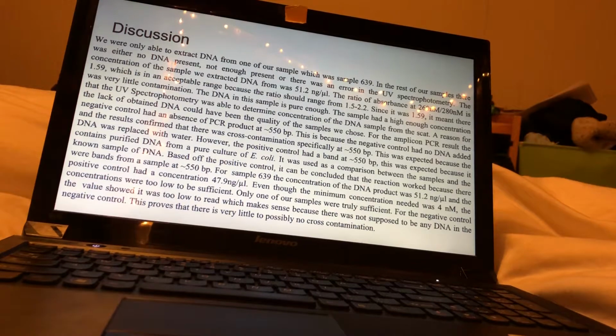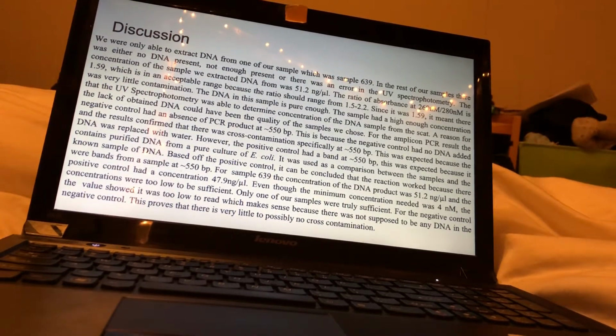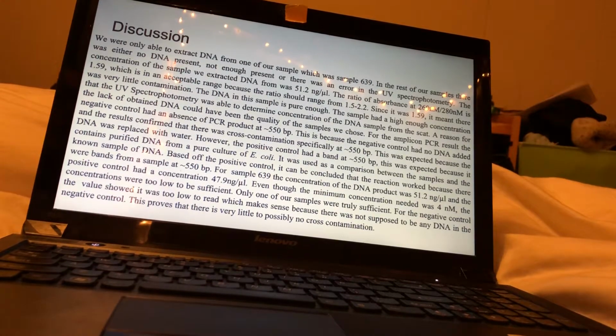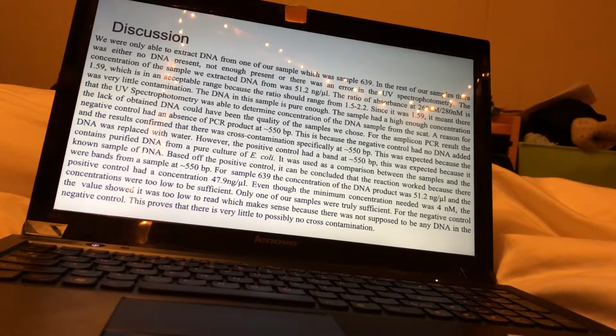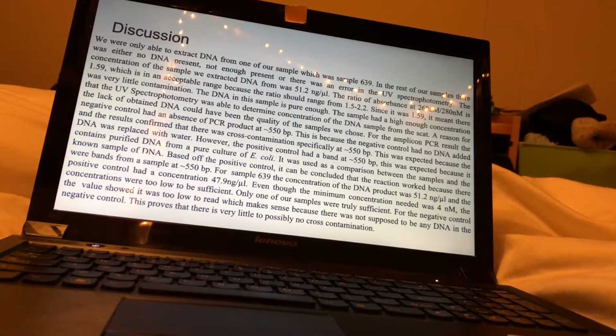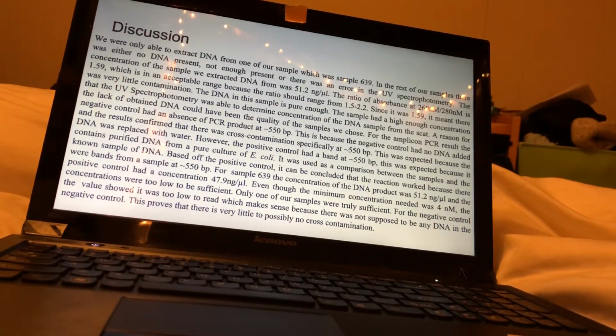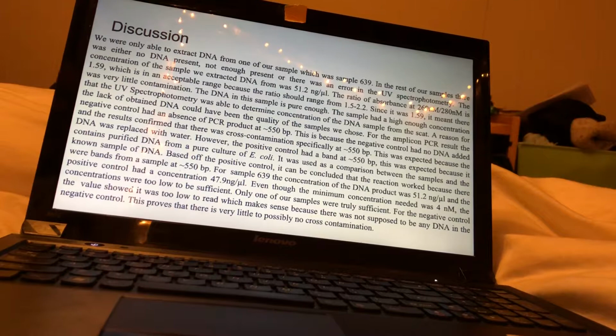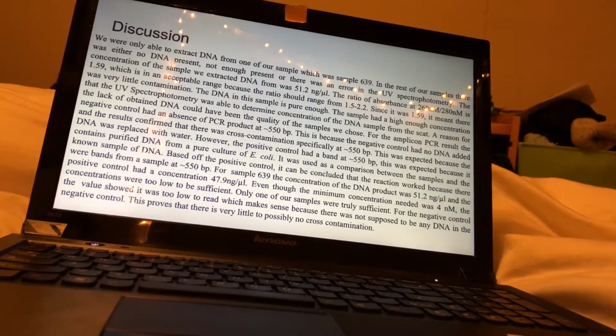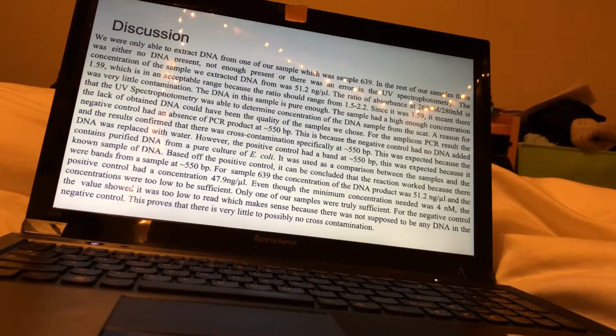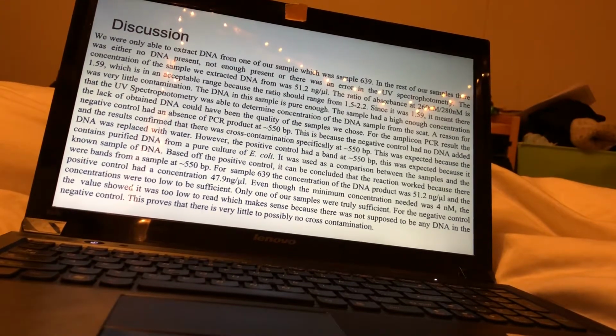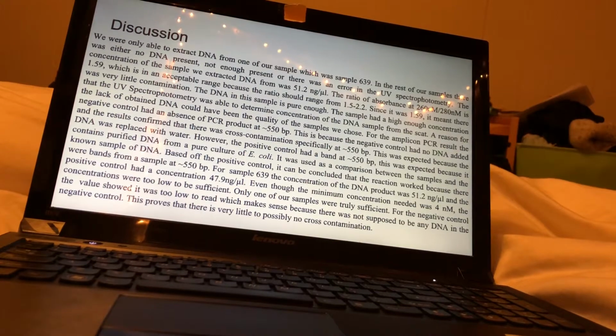So for our discussion, we were only able to extract DNA from one of our samples, 639. For the rest of our samples, either there was no DNA present or there simply wasn't enough to get any reads. There may have also been an error with the UV spectrophotometry. The concentration we extracted from the sample was 51.2 nanograms per microliter. The ratio of absorbance was 260 nanometers over 280.